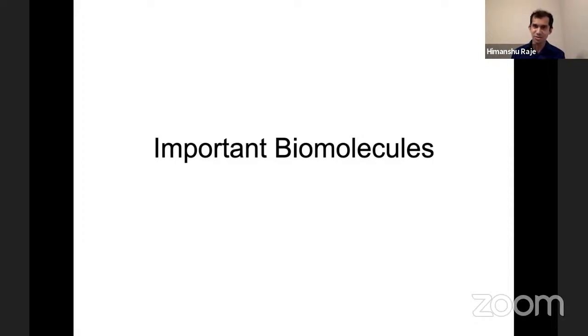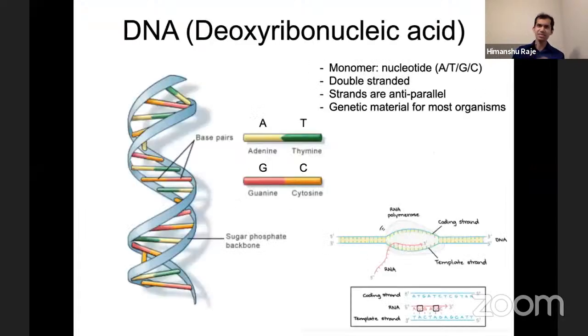So let's have a quick introduction of some of these important biomolecules that we are going to deal with in bioinformatics. Let's start with DNA. Let's start with a very familiar biomolecule, deoxyribonucleic acid, the genetic material for most of the cells. You name it, prokaryote, eukaryote. Some viruses are different though. They are exceptions. However, viruses are not cells. So let's keep viruses aside for a while and let's just focus on DNA.